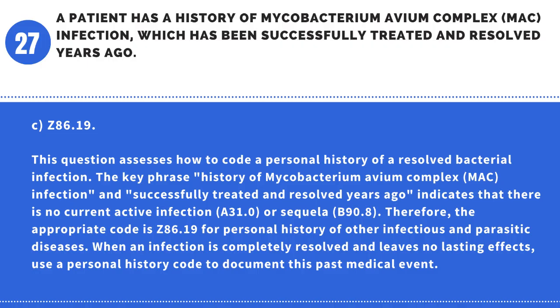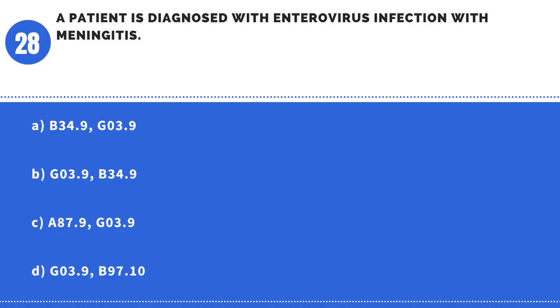Z86.19. This question assesses how to code a personal history of a resolved bacterial infection. The key phrase, history of Mycobacterium avium complex, MAC, infection, and successfully treated and resolved years ago, indicates that there is no current active infection, A31.0, or sequela, B98. Therefore, the appropriate code is Z86.19 for personal history of other infectious and parasitic diseases. When an infection is completely resolved and leaves no lasting effects, use a personal history code to document this past medical event. Question 28. A patient is diagnosed with enterovirus infection with meningitis.